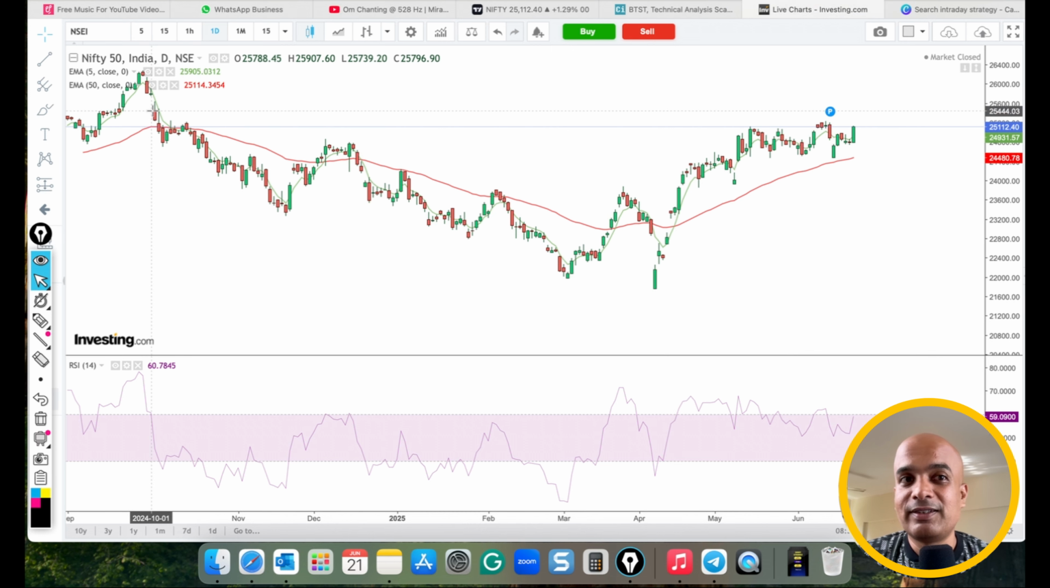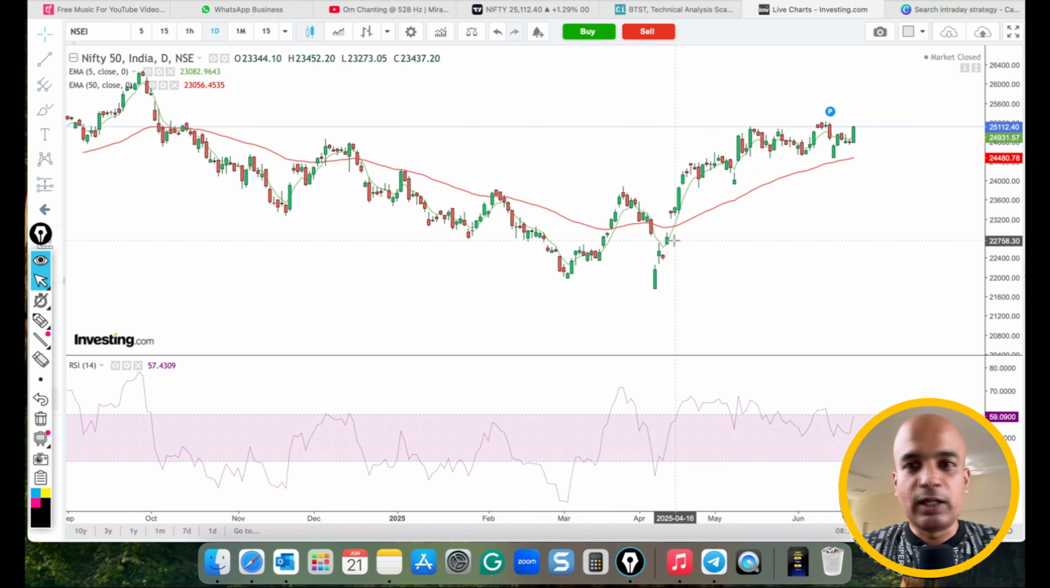See, for example, this is Nifty. Anyway, it's not possible to take the trade in Nifty like equity. ETF, anyway, we can take in Nifty base, but I'm just taking an example, okay? So see here, on this particular day, the 5 EMA closed above the 50 EMA, right? And RSI is 57 actually. But the next day, RSI broke above 60, right? You can see the RSI level here.